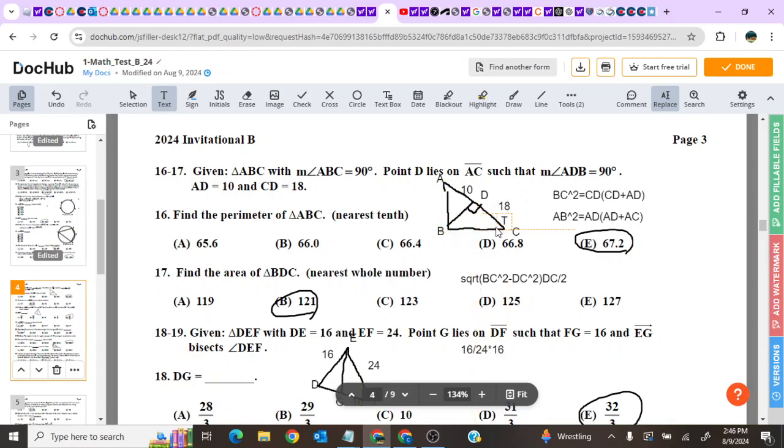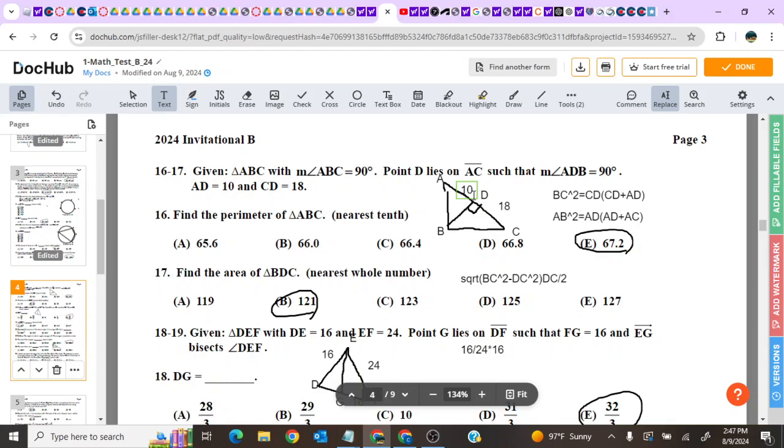Basically, how this stuff works with a right angle here and a right angle at a point like this, is that DC times AC has to be equal to BC squared. So 18 times 28 is equal to BC squared. And the same thing applies for AB. 10 times the entirety of this 28 is equal to AB squared. Once you have that, you can get the values of AB and BC and add them to the 28 you have, and you'll get a perimeter of 67.2.